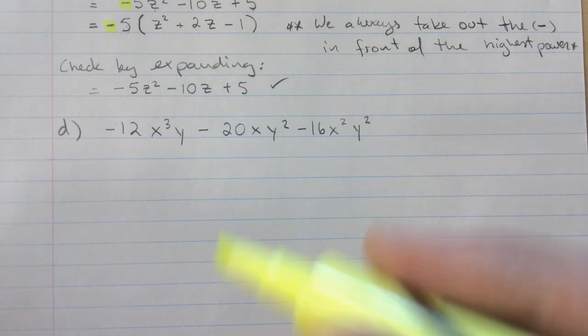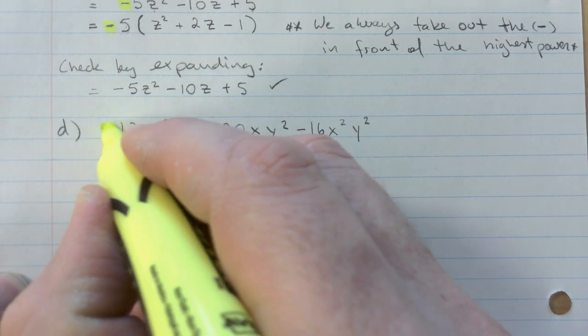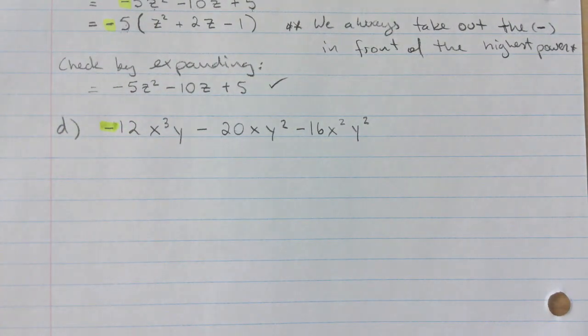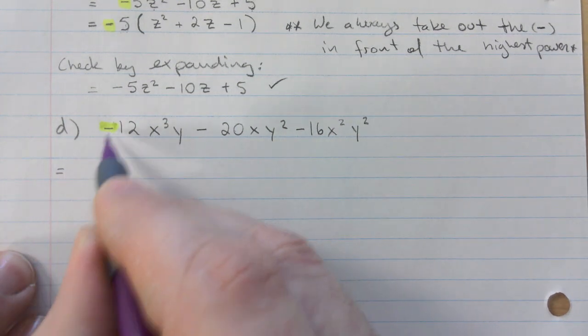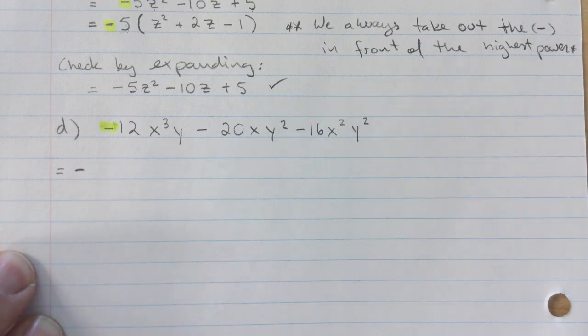So I'm looking at it, the order is good, but I notice that there's a negative, so I need to make sure I take care of that. So my next line is going to have a negative no matter what. It's going to have a negative 1. I'm going to take it out right away.